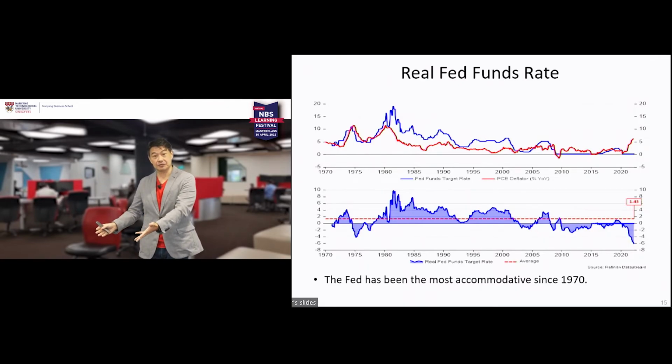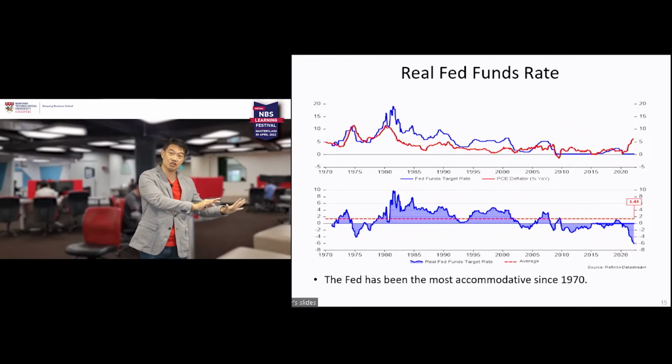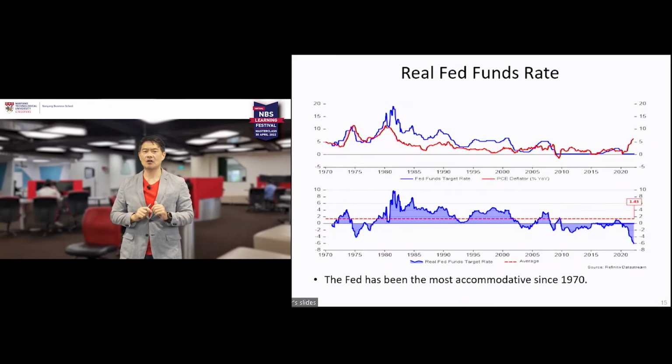That's what having a negative interest rate is. You go out there, you borrow money, and the system actually pays you. The system meaning the economy. Why? Because there's inflation that's higher than the cost of borrowing.